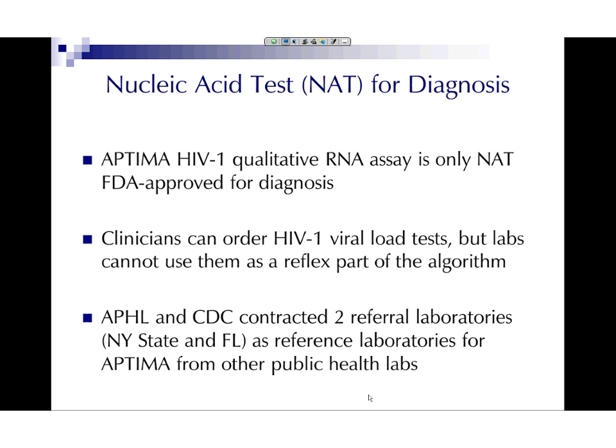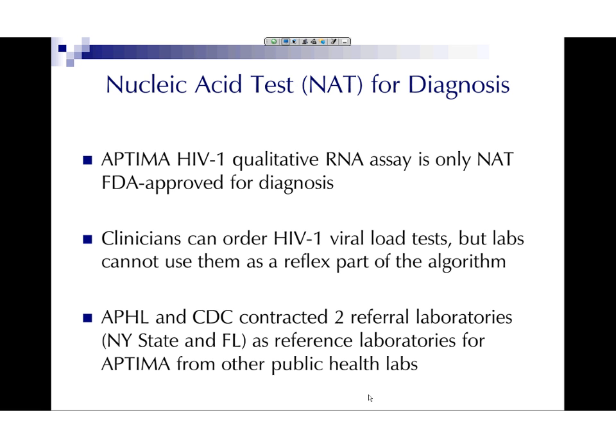In terms of nucleic acid tests for diagnosis, at the current time, only the Aptima HIV-1 qualitative RNA assay is FDA approved for HIV diagnosis, so viral load tests, even though much more widely available, are not approved for HIV diagnosis, although clinicians can order viral load tests in order to get prognostic information and potentially shorten the turnaround time, but labs are not able to use them as a reflex test as part of the algorithm. Only the qualitative RNA assay is FDA approved for that diagnosis.